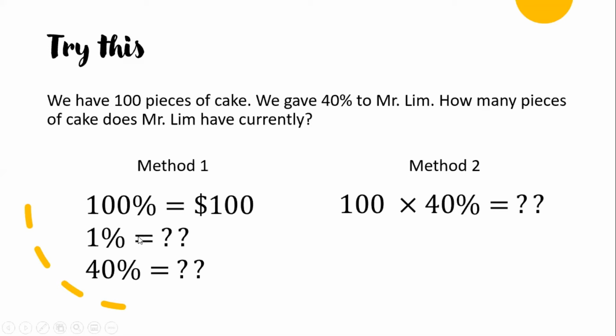You just find out 1% how much, and you times 40. Then this one is just straight away times 40. You will find out the answer, which is 40%. The answer is 40. So 100 times 40 is equal to 40%, equal to 40.